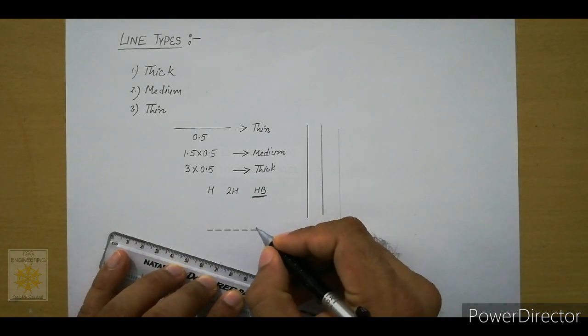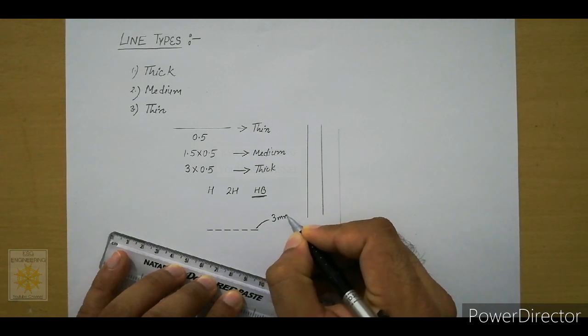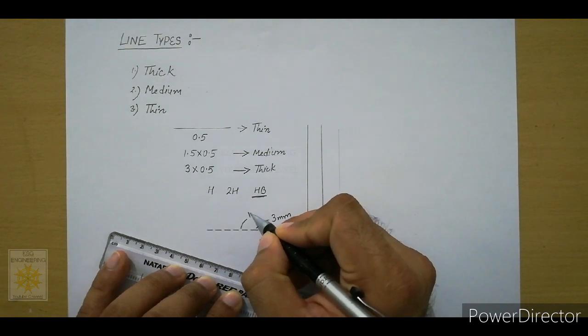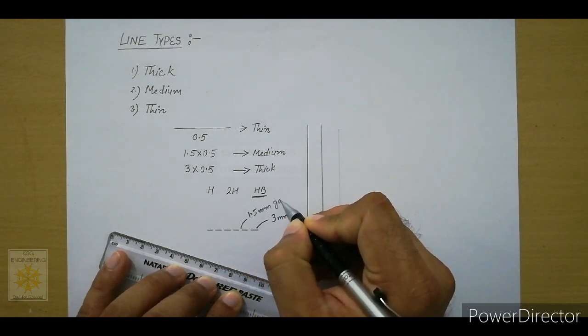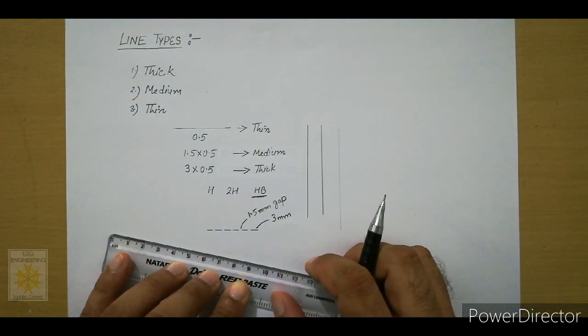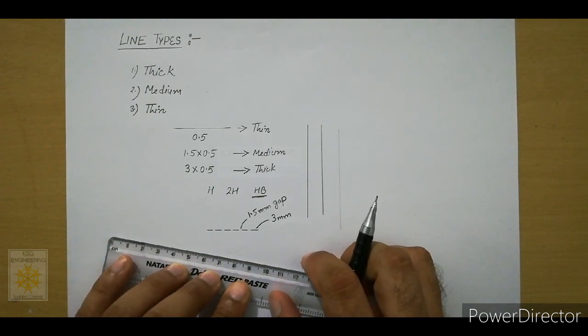Over here we have used the length of each dash as 3 millimeters, and the gap between any two dashes as 1.5 millimeters. So I hope the construction of the dashed medium line is clear to you.